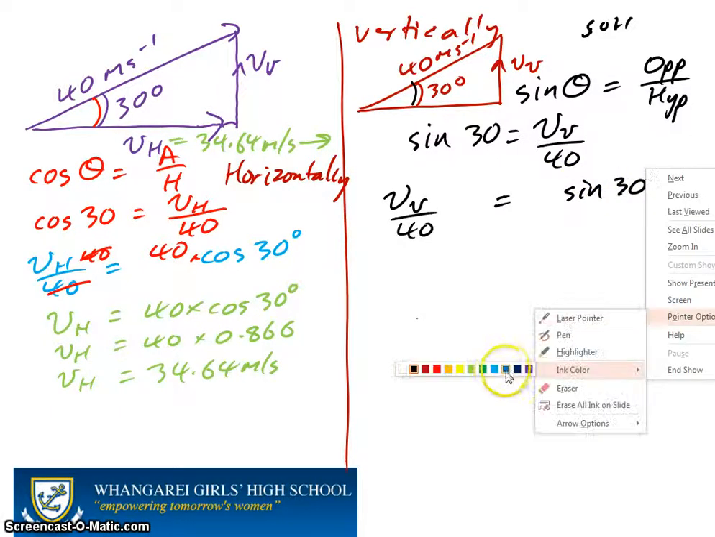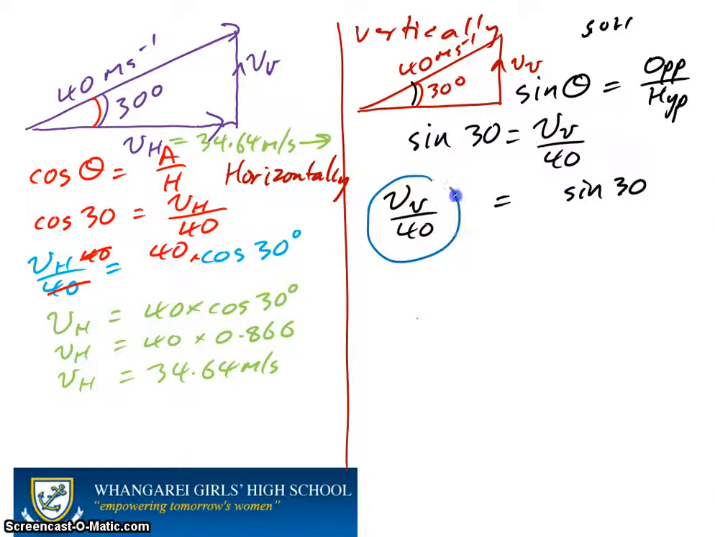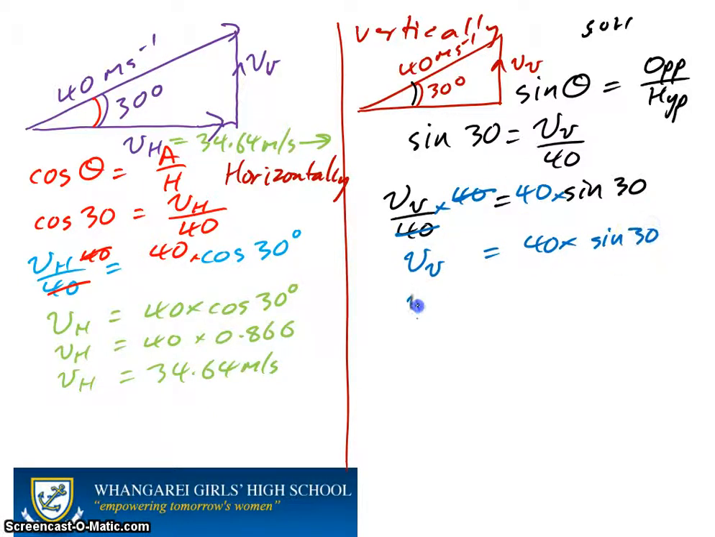Now I want to undo the clutter that's around this. I want the vertical velocity all by itself, but it's divided by 40, and I want to undo that. So to undo the divided by, I'll multiply by 40. But I want the equal sign to still work, so I must do the same to both sides. That cancels. The vertical velocity is equal to 40 times the sine of 30. Well, the sine of 30 is precisely a half. So the vertical velocity is equal to 20 meters per second.